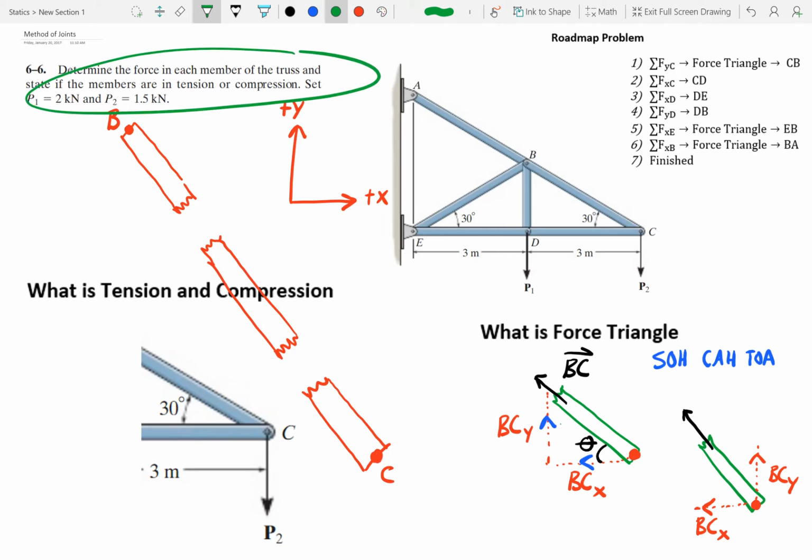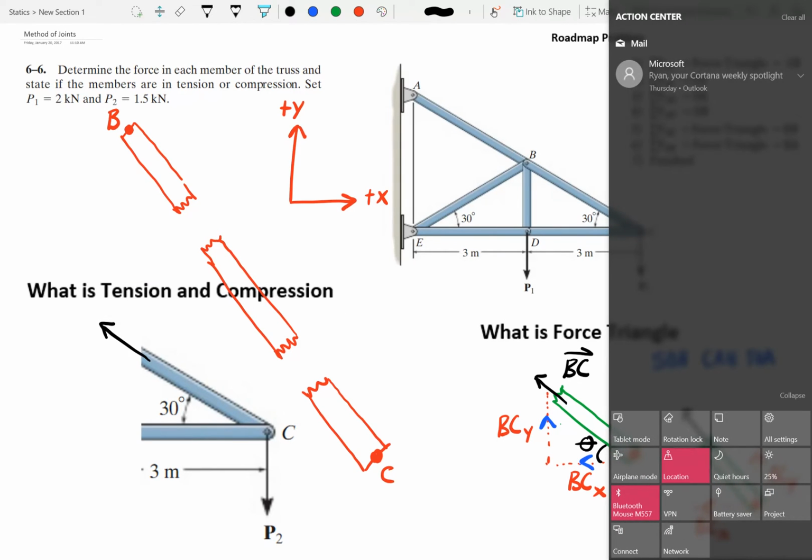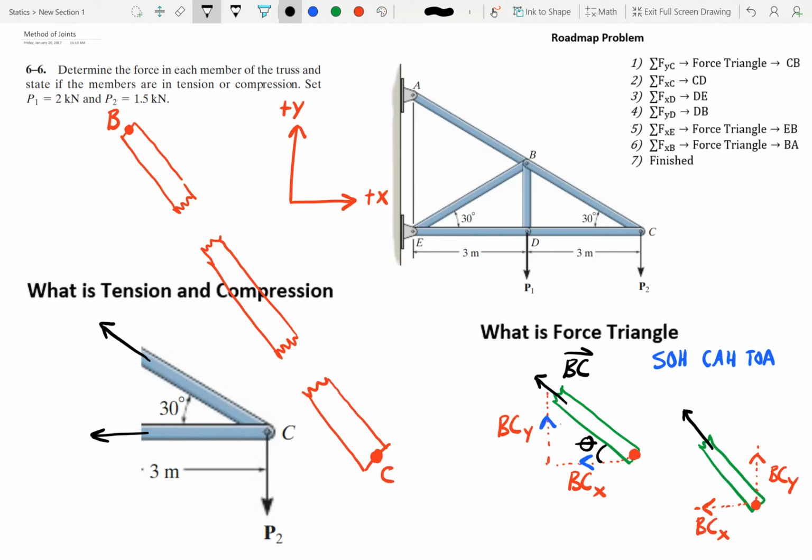Okay, so I'm gonna be solving this problem right here. First thing I want to do is define a few things. So we're gonna talk about tension first. What is tension? Well, tension is this guy right here. And it's also this guy right here. Okay, so tension is really defined, if I'm going away from the joint, then that's tension.